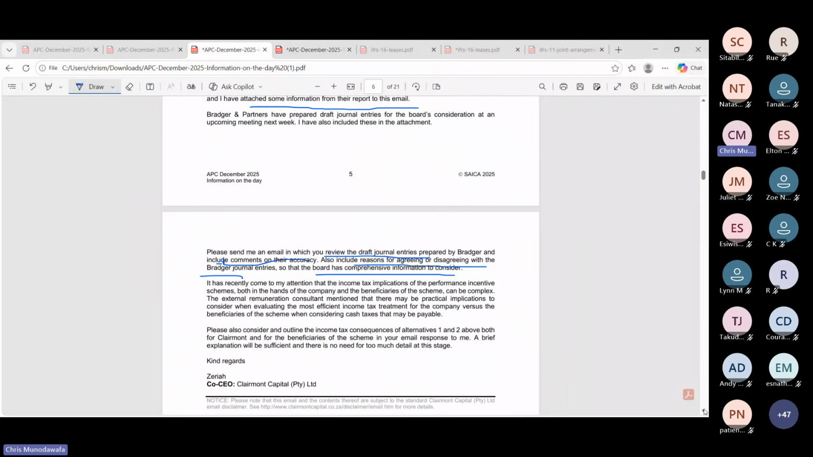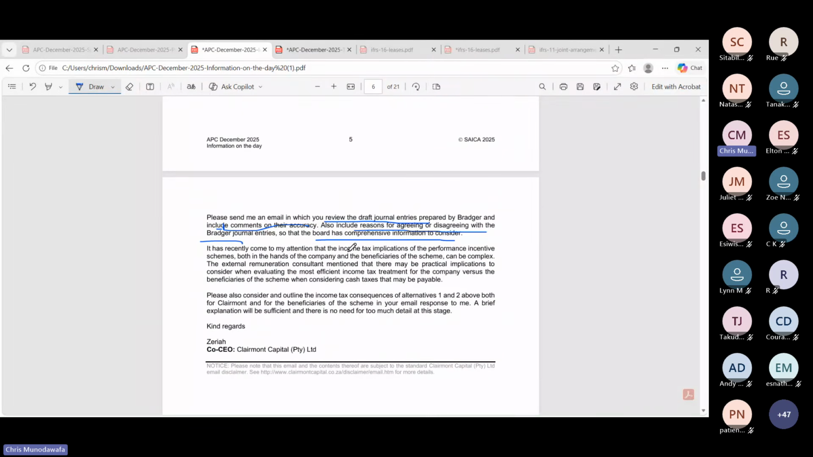It has recently come to my attention that the income tax implications of the performance incentive, both in the hands of the company and the beneficiary, can be complex. The external consultant mentioned that there may be practical implications to consider when evaluating the most efficient income tax treatment for the company versus the beneficiaries of the scheme, considering cash taxes that may be payable. Please consider and outline the income tax consequences above to the company and to the beneficiaries. A brief explanation will be sufficient, and there's no need for too much detail at this stage.